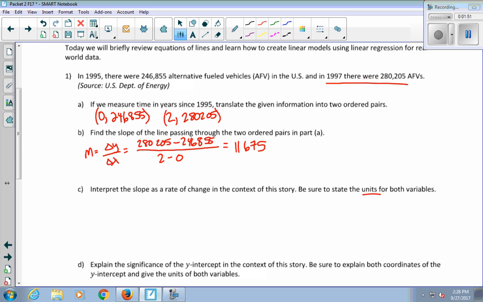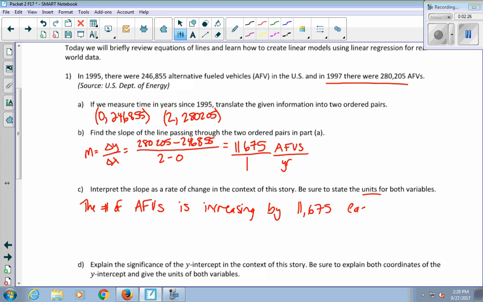If I want to interpret the slope as a rate of change, I need to include units for both variables. So this is really over 1. And y was representing number of AFVs, so AFVs per 1. X was representing years, right? So the slope can be interpreted as the number of AFVs is increasing by 11,675 each year.